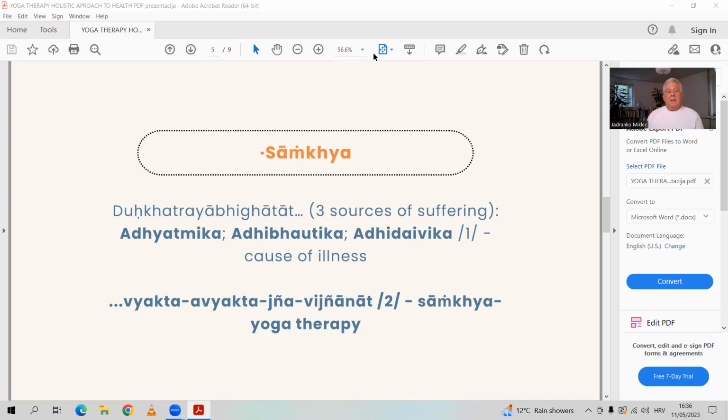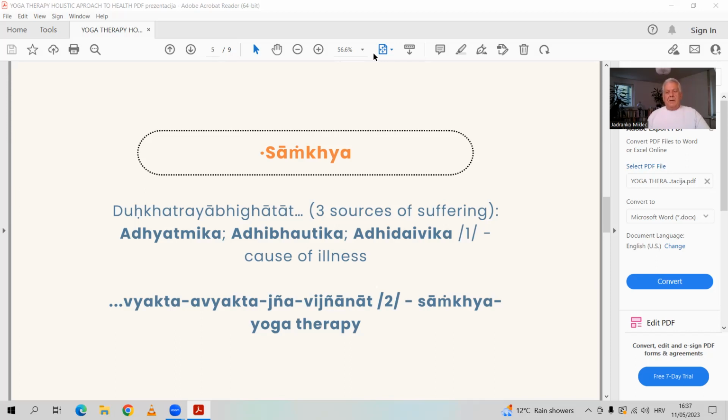So vyakta and avyakta. Vyakta means manifest, the relative field of life. And avyakta is the unmanifest level of life. Pure consciousness, pure being. This is the avyakta. And jñāna means the knowledge, and vijñānāt, having discriminative knowledge about the difference between the relative and the absolute, to isolate the absolute, to be able to cognize that avyakta state. Or later we'll see about the structure of the Sankhya, the Purusha level of life.